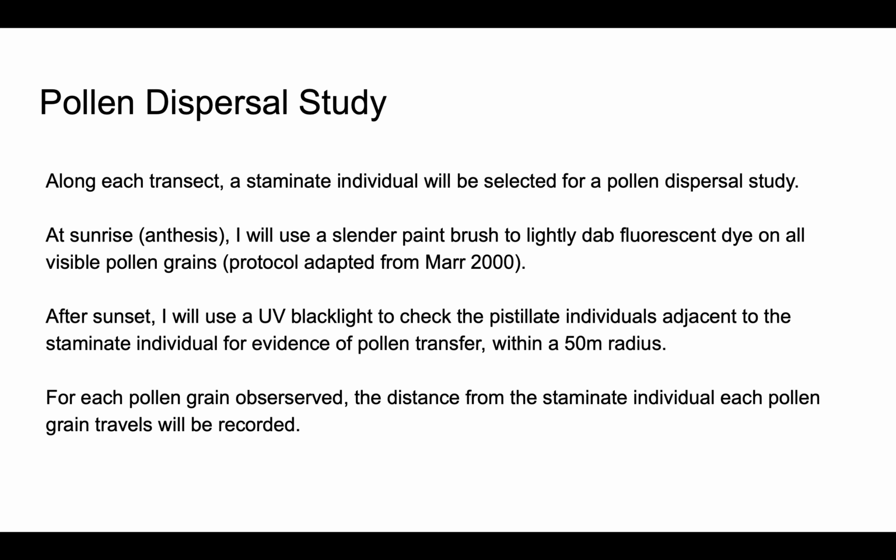The thinking is that the pollinators will move the pollen, and by determining how far the pollen moves, that should give me a pretty good idea of what the genetic neighborhood is. So for each pollen grain observed, I'm going to record the distance from the staminate individual.